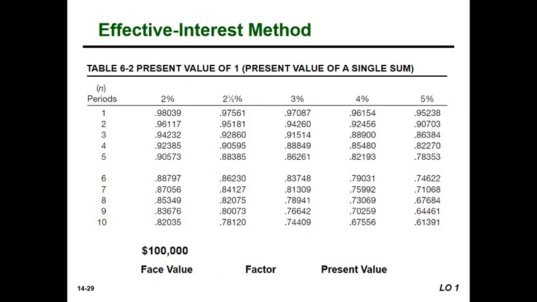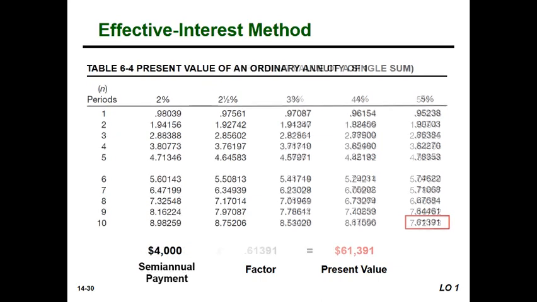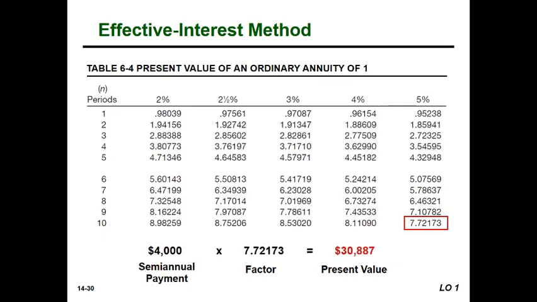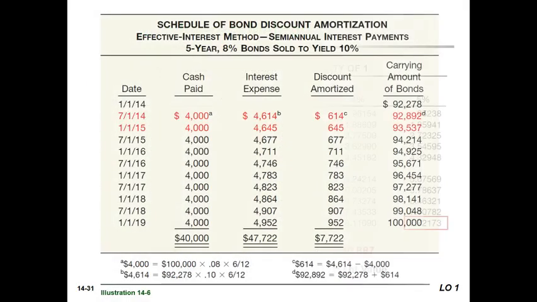So to do that, we engage in creating the bond amortization schedule. We start with a face value. We multiply it by the factor, and that gave us the present value. We took the semi-annual payment, multiplied it by the factor, and that gave us the present value of the interest payments, giving us the total amounts that were received to calculate for amortization necessity. So here's a schedule of a bond discount amortization.